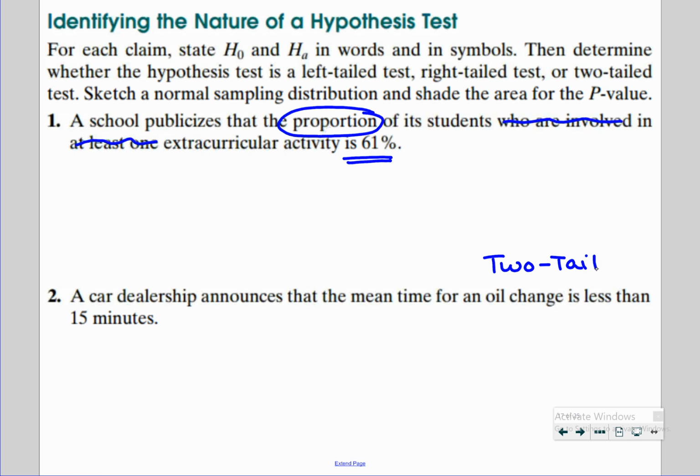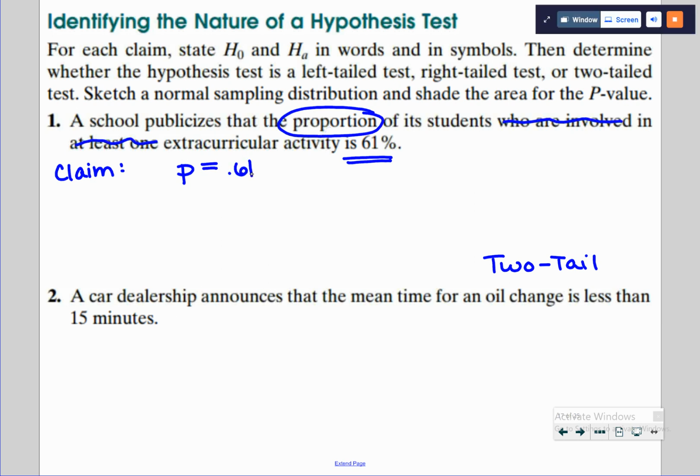All right, we first need to write the hypotheses. Okay, so the claim that the school is making is that the proportion of people who are involved in at least one extracurricular activity is 61%, p equals 0.61. Okay, and is that a null or alternative? That is a null. Okay, the alternative then, what's the complement of that? P is not equal to 0.61.